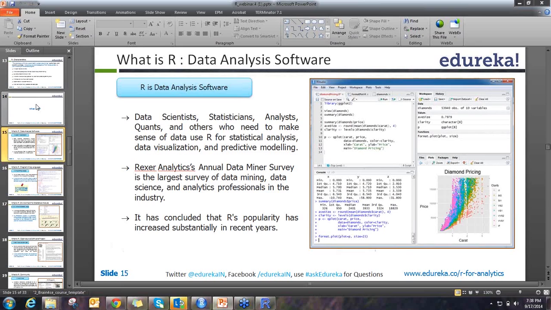So R is a data analysis software. That is what we saw. It is used by data scientists, statisticians, analysts, and lots of people to do lots of data analysis. You can also do data mining in R. Nowadays people are using R to do data mining also. Data mining, if you ask me, is a subset of predictive analytics and the analytics domain. So when you talk about analytics, data mining by default becomes part of it. So you need not specify it separately. That's the reason that R's popularity over the years has increased substantially.